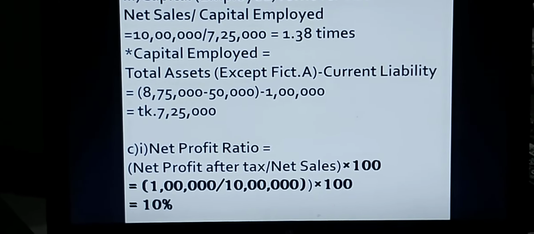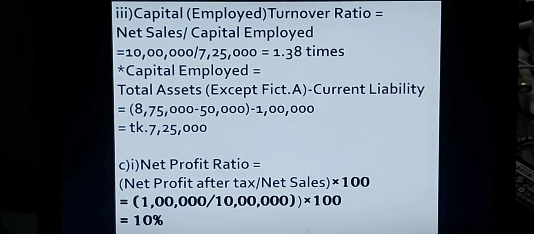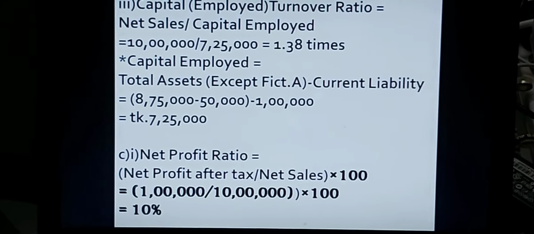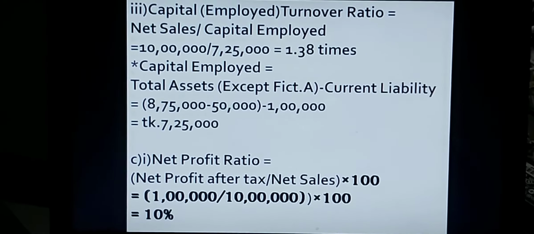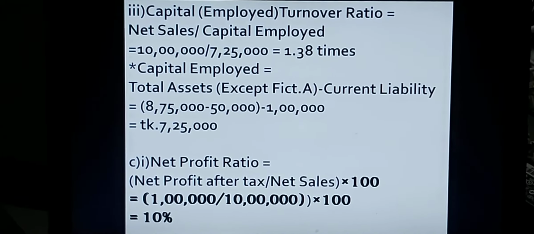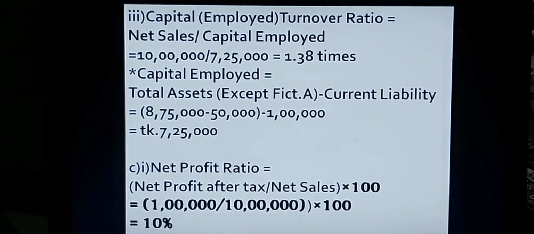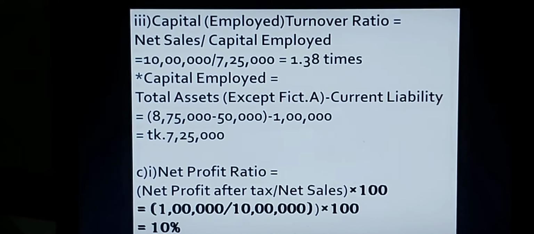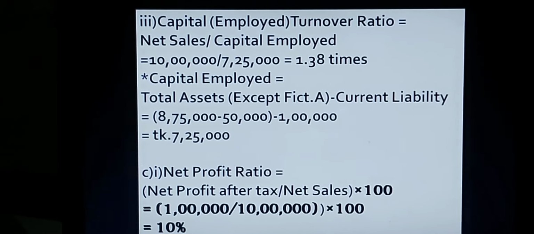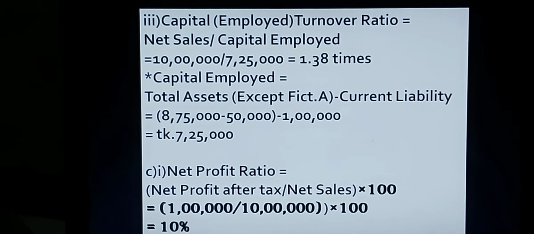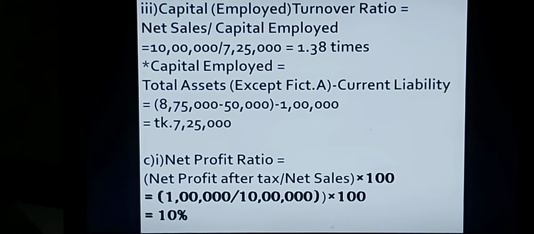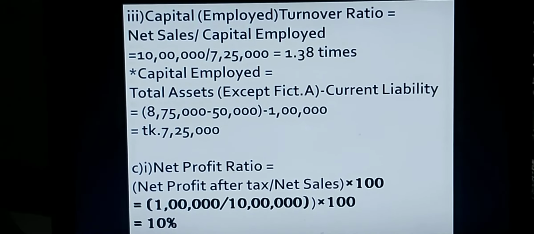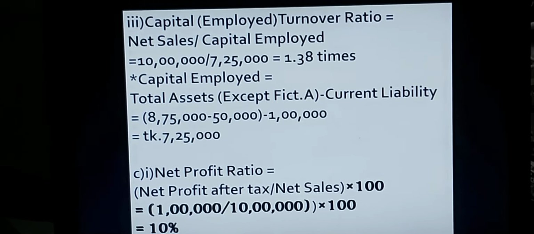Net profit ratio is equal to net profit divided by net sales into 100. Net profit after tax from the other information is taka 1 lakh, and net sales from the other information is also taka 10 lakh. So 1 lakh for net profit after tax and 10 lakh for net sales. And 1 lakh divided by 10 lakh into 100 is 10% net profit ratio in this system.